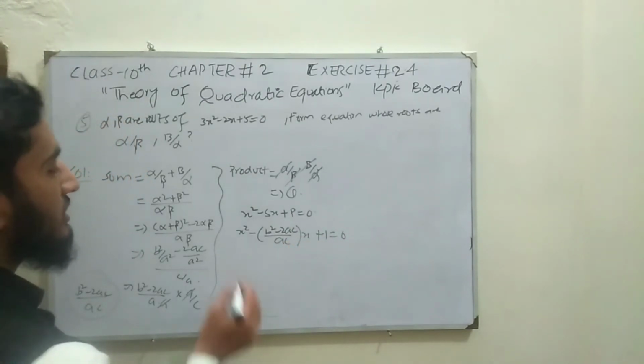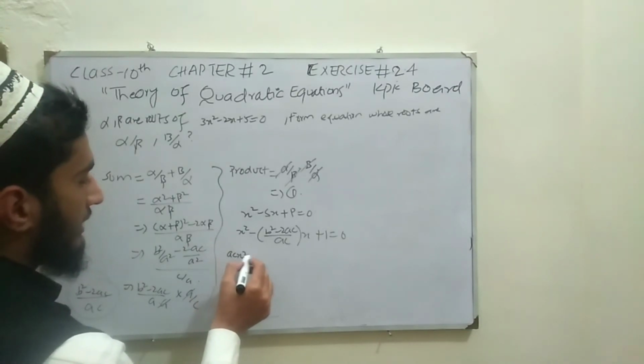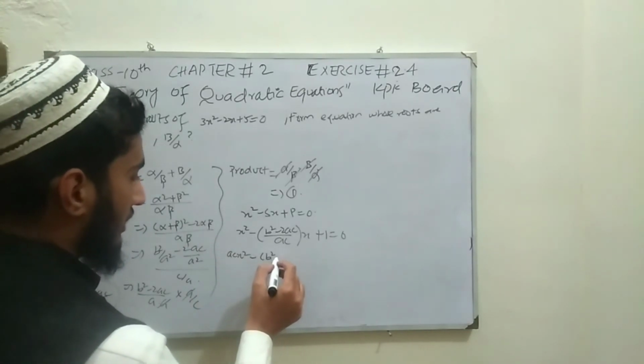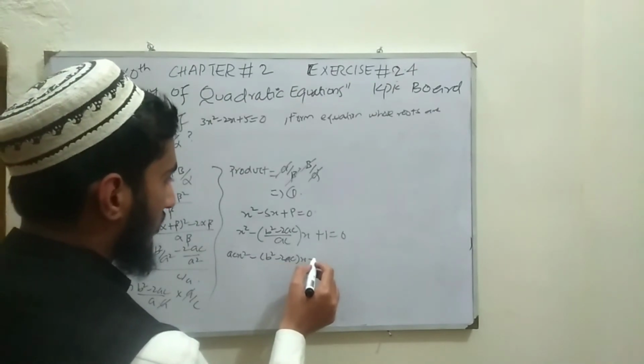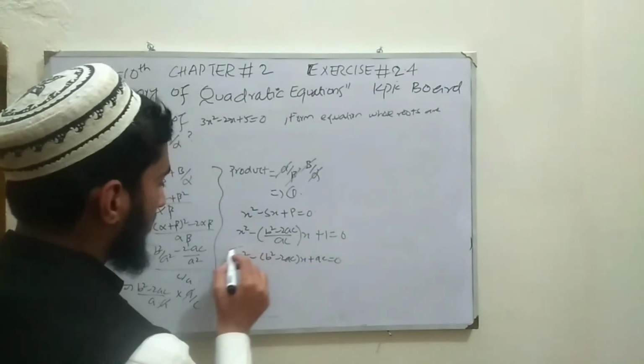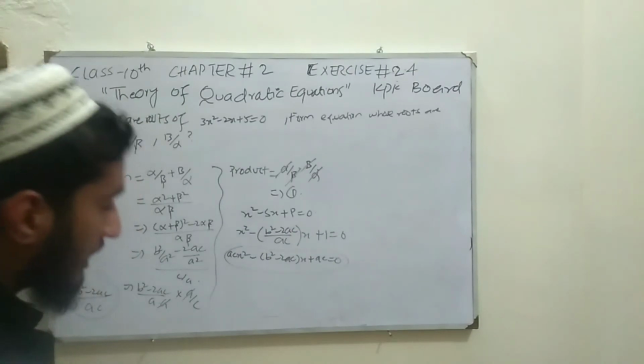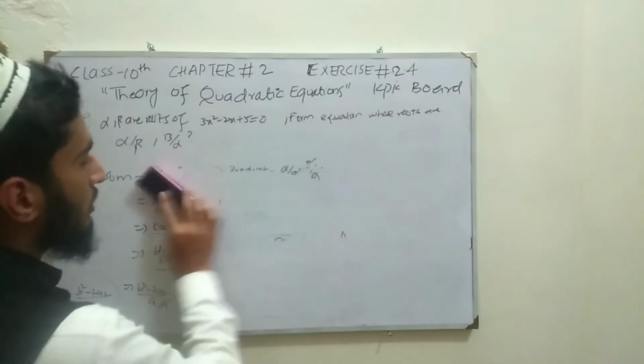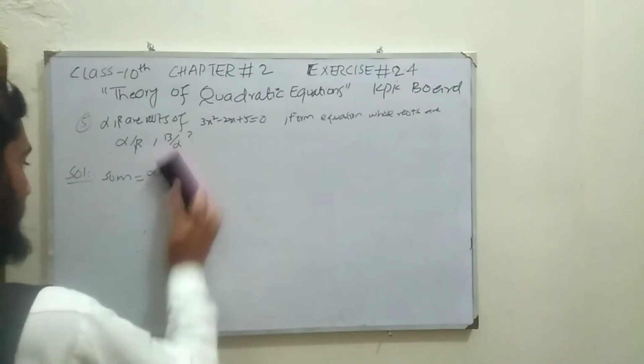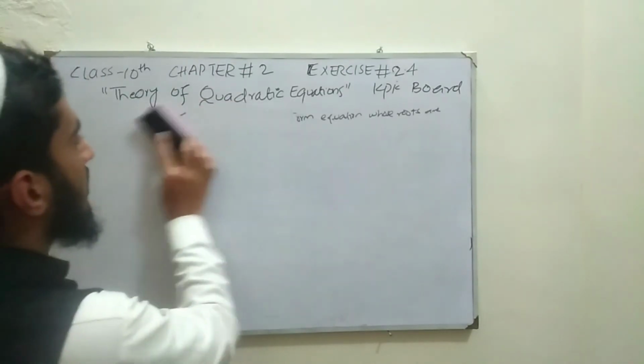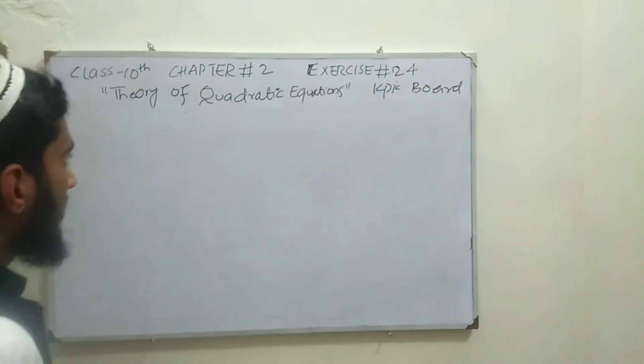Multiplying ac to both sides, so we are left with ac x square minus b square minus 2ac x, plus ac is equal to 0. So this is the required quadratic equation to the given question. Move to the last question, question number 6 of exercise number 2.4, theory of quadratic equation.